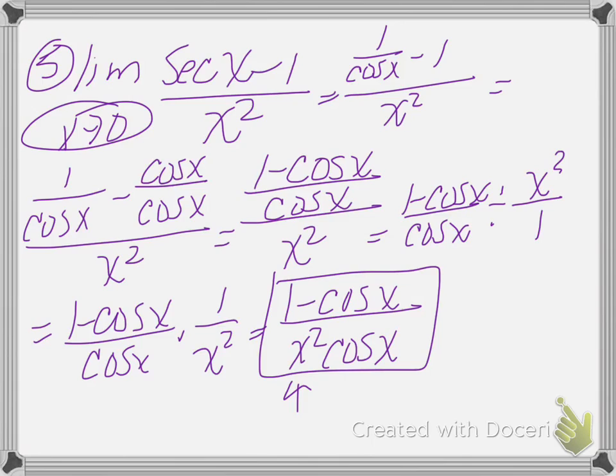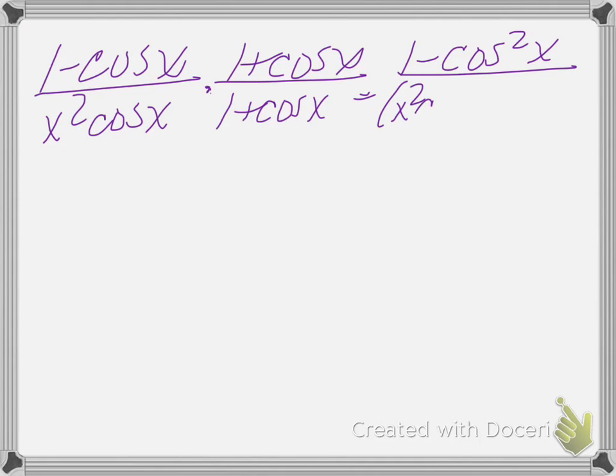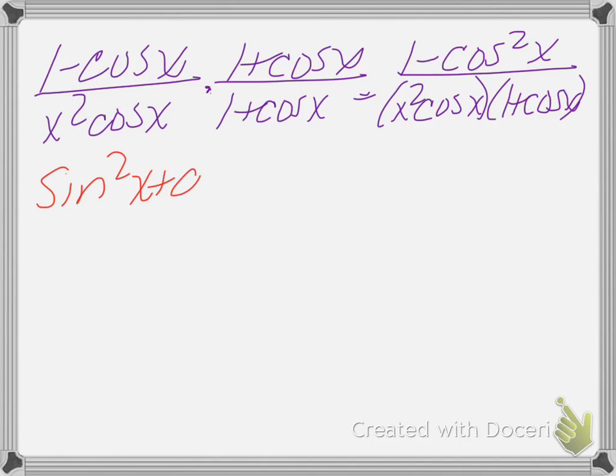So I'm going to the next page to make more room. So this is where I left off. Okay, so I'm going to multiply by the conjugate. Okay, and when I multiply that out, my numerator, I get this. Leave the denominator alone. So hopefully 1 minus cosine squared x looks a little bit familiar to you. It should remind you of this trig identity.